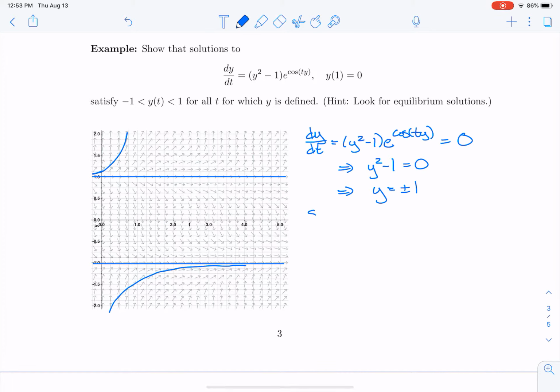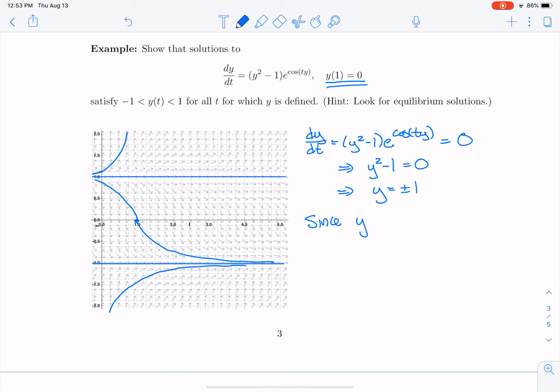Specifically, we could be interested in what happens when y of 1 is 0. What happens if I start between minus 1 and 1? So I'm going to let y of 1 be 0. Well, if I'm following the slope field, you can see solutions start to decrease from 1, and then they continue to decrease toward minus 1. But again, the solutions don't cross. So if I start at a point that's in between minus 1 and 1, it should remain between minus 1 and 1. So let's summarize that.